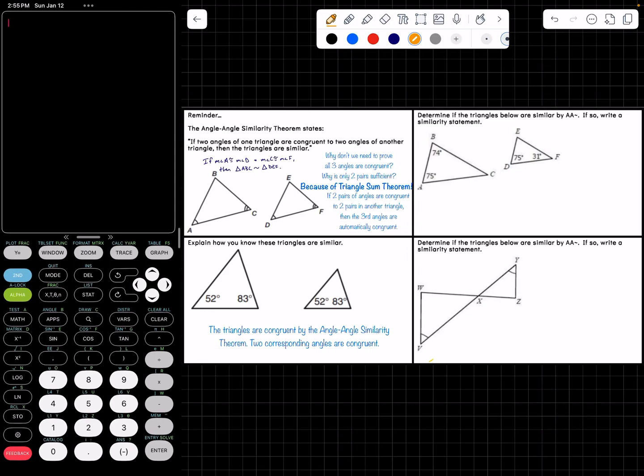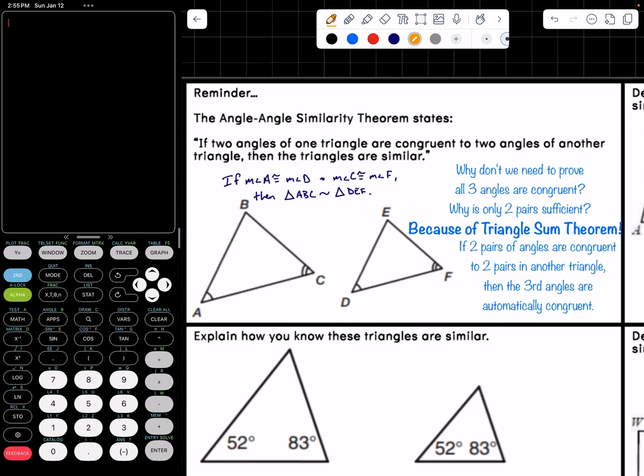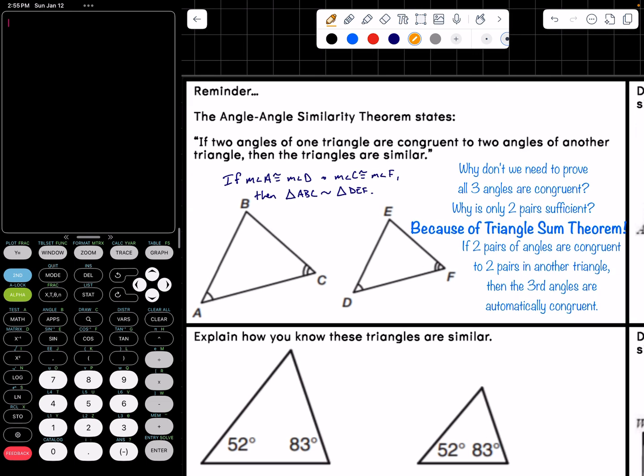So in talking about angle-angle similarity, we have gone ahead and put the theorem that we used on the previous slide onto this one. That way we can refer back to it. If two angles of one triangle are congruent to two angles of another triangle, then the triangles are going to be similar.